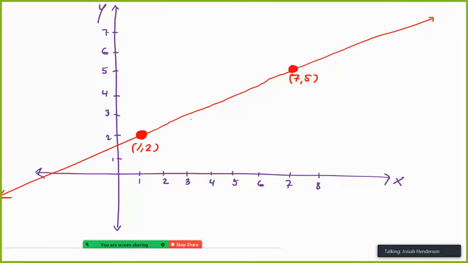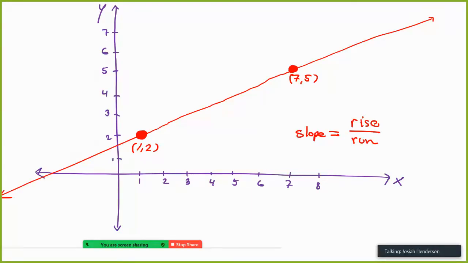Let's try finding the slope of this red line. So we do need to know where it lives. I do need to know these numbers. 1 comma 2 is on my line and 7 comma 5. So we want to find rise and run. Remember, I'm going to write it again. Slope is equal to rise over run.